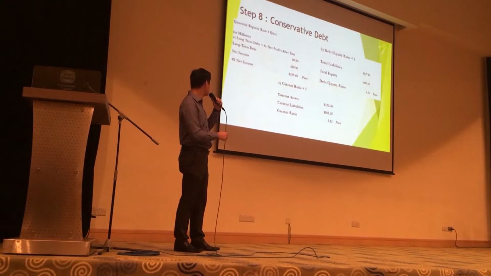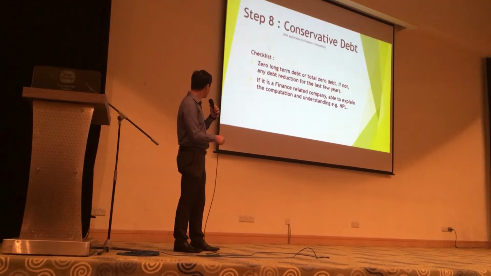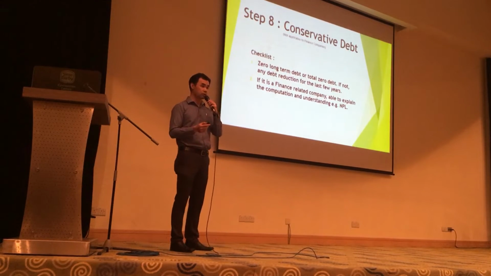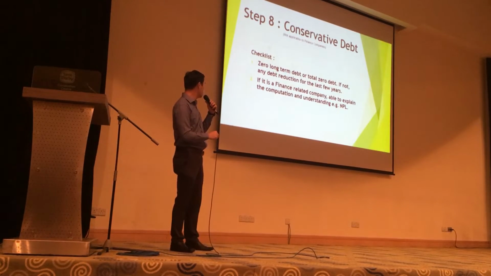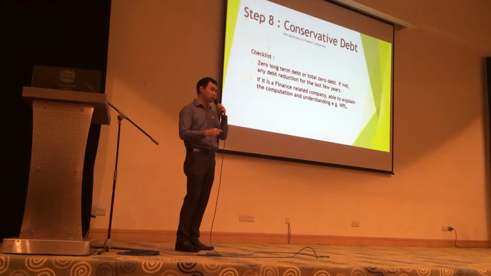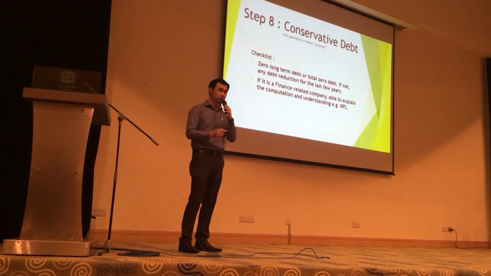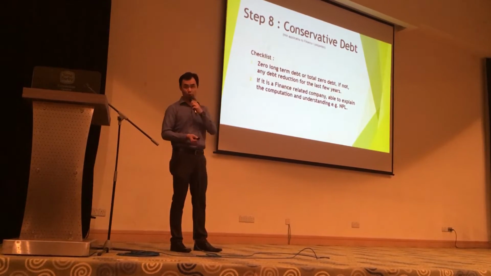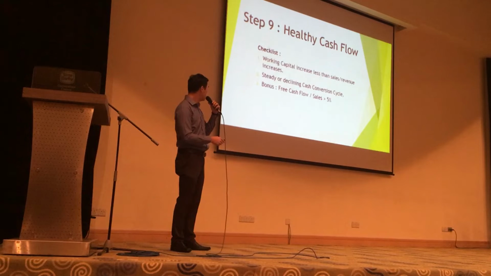Conservative steps, as usual, 3 steps here. I'm not going to talk in detail because we're running out of time. Supporting stocks: added points are for companies with zero long-term debt or total zero debt. These companies get extra points. And if it's a finance-related company, probably you can explain to us how you calculate the IV, because a finance company is totally different from normal companies. Healthy cash flows as usual.